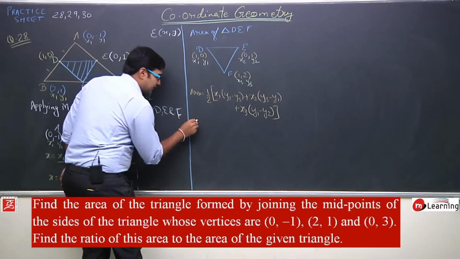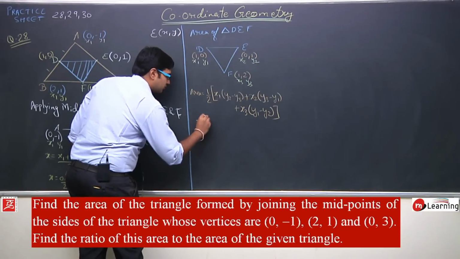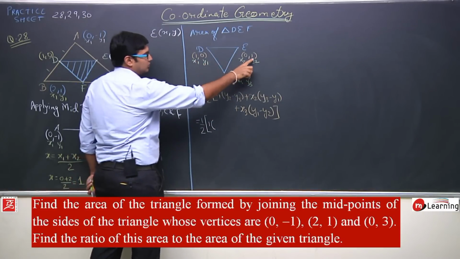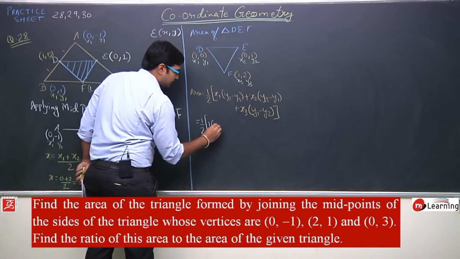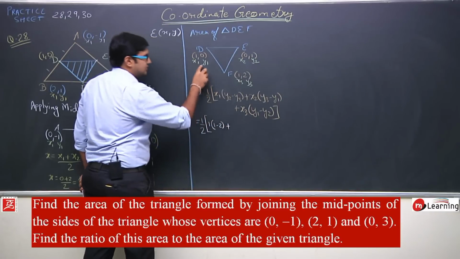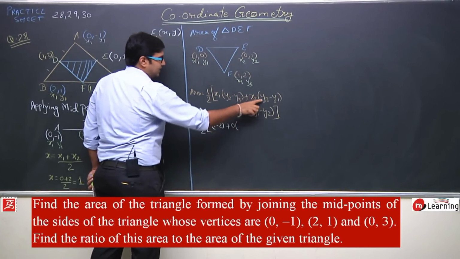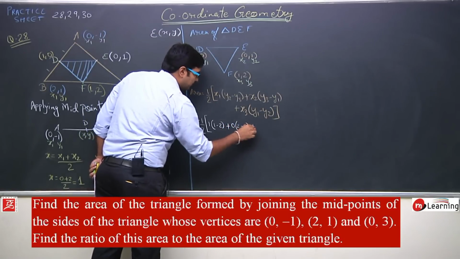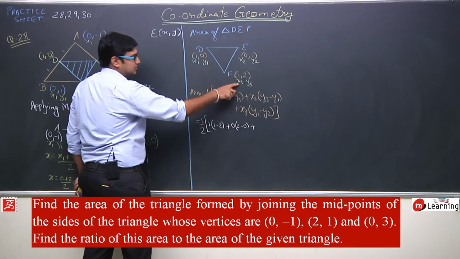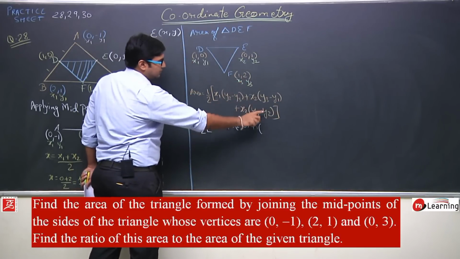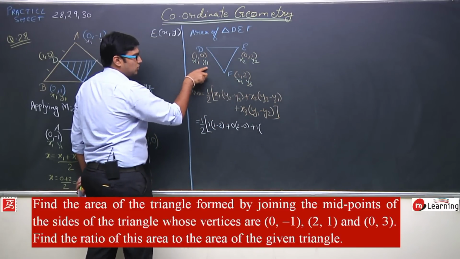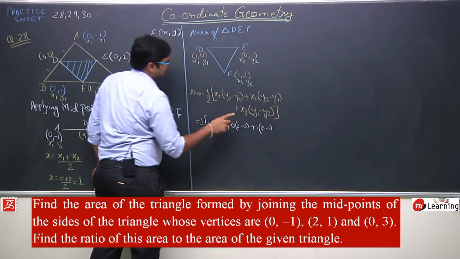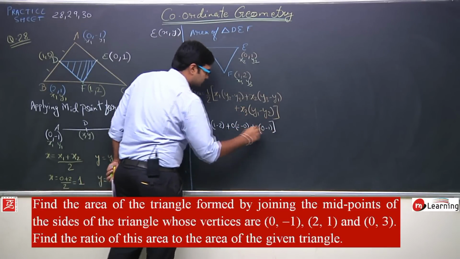Now area of triangle is equal to half of, to the bracket x1, x1 is 1, in the bracket it will be y2 is 1 and y3 is 2, so 1 minus 2, plus what is x2? x2 is 0, to the bracket y3 is 2 and y1 is 0. So this is 2 minus 0, plus x3. In place of x3 it is 1. So to the bracket y1 minus y2, y1 is 0 and y2 is 1. So 0 minus 1.